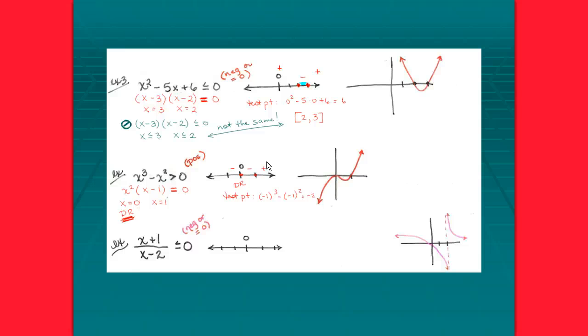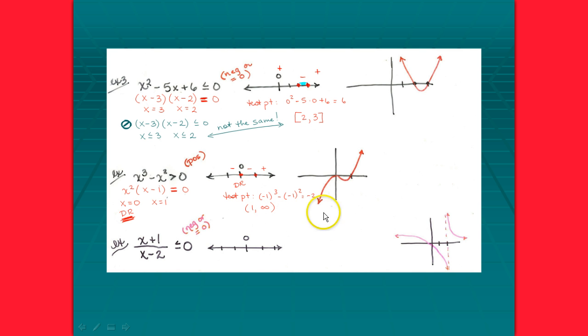All right, so for this one, we wanted to know where it was greater than 0. What kind of numbers are greater than 0? Yeah, positive. So we were looking for the positive piece over here. So that would be the values that are greater than 1. So interval notation for that would be 1 to infinity.